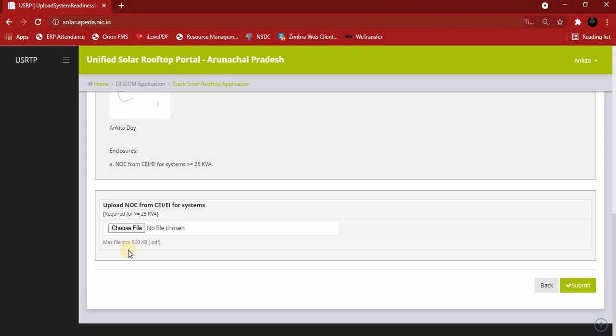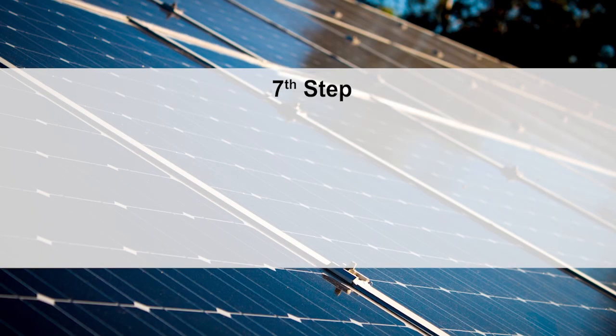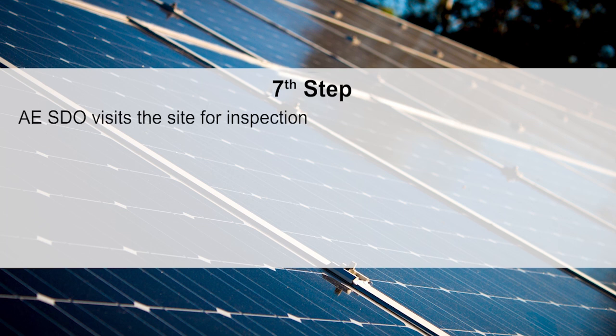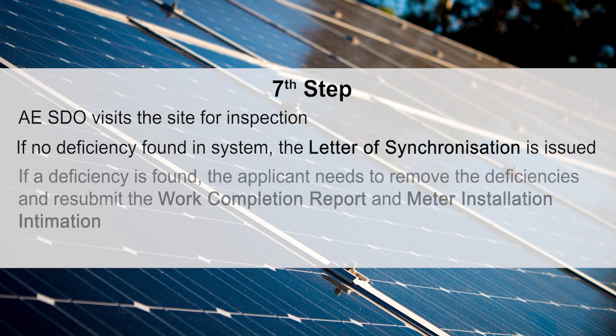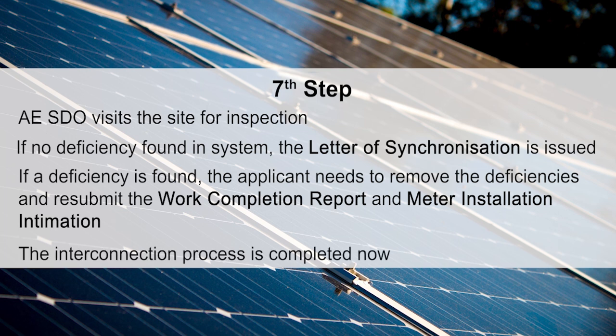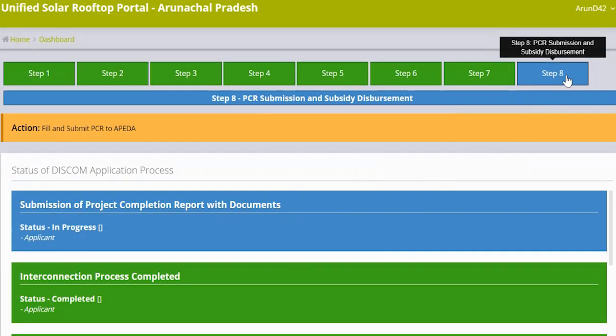In the seventh step, the AESDO will visit the site and inspect the system. If no deficiency is found, the AESDO will issue the letter of synchronization. If AESDO finds any discrepancy in the system, the applicant needs to remove the deficiencies, post which they need to resubmit the work completion report and meter installation intimation. The interconnection process is completed now.